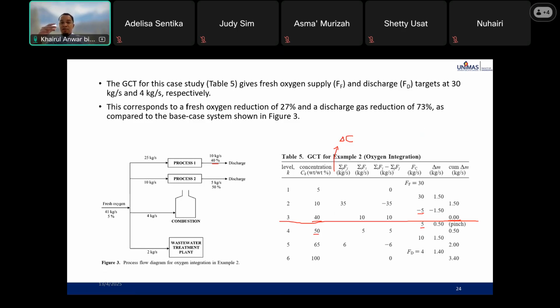So that is how you answer the question in the invisible data. Once you get the cumulative delta N, you see the highest negative will become the fresh supply. So in this case, negative 30 should be here in your table. You have to check the table, is it correct or not? You must get the pinch point at negative 30.